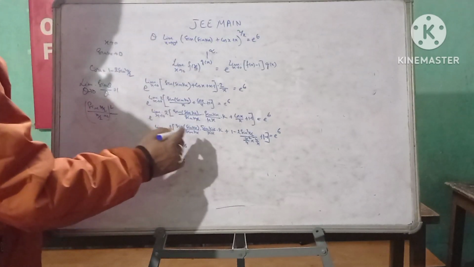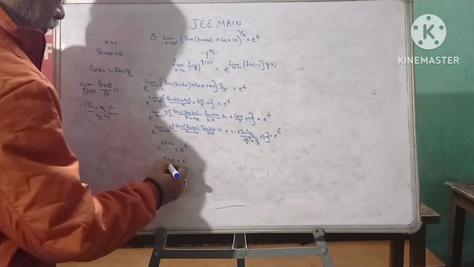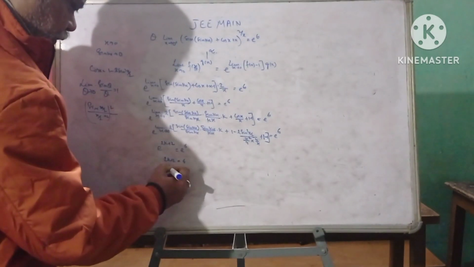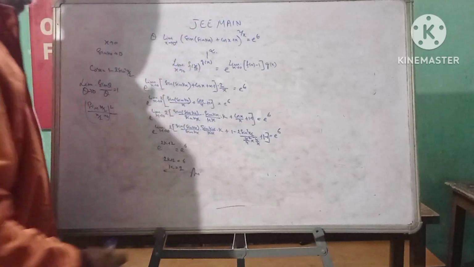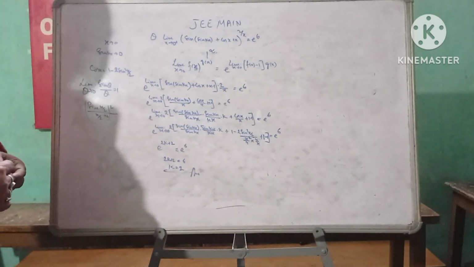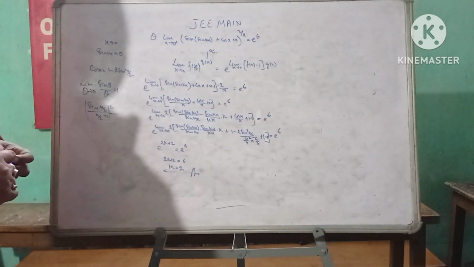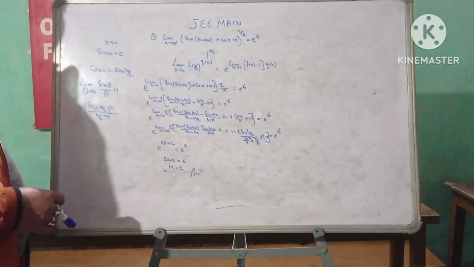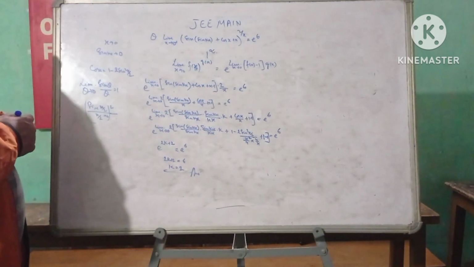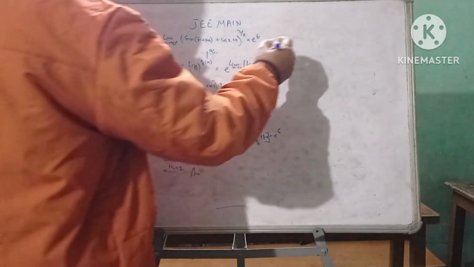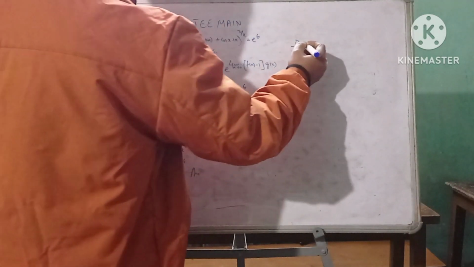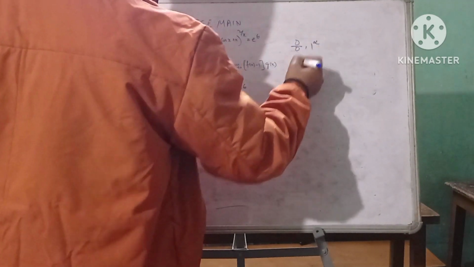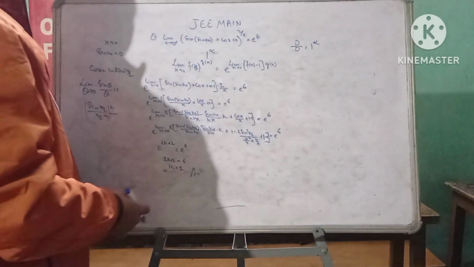Same base, so your powers will be equal, so your k comes to be 2. This is your answer. This is a JEE Mains question. The important thing here is that there are different types of indeterminate forms, like 0 by 0, and then there is a different method to solve it. For 1 to the power of infinity, there is a different method to solve it.